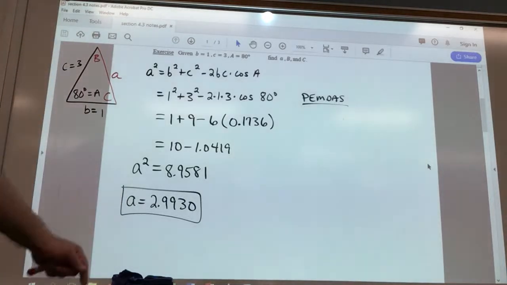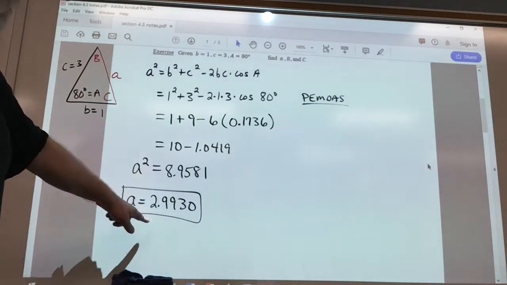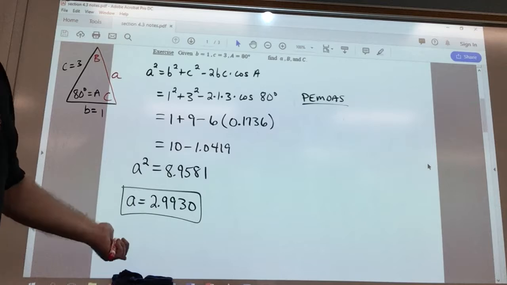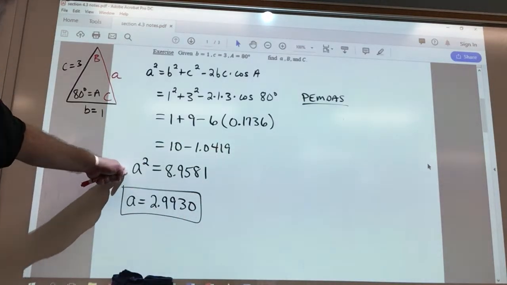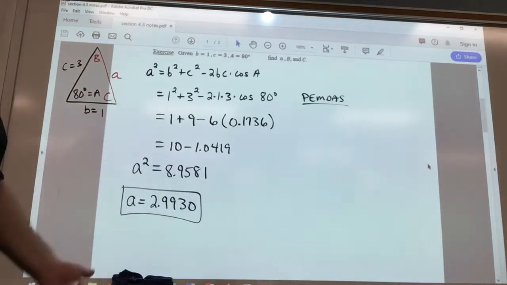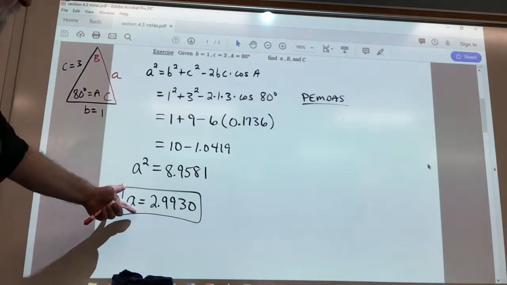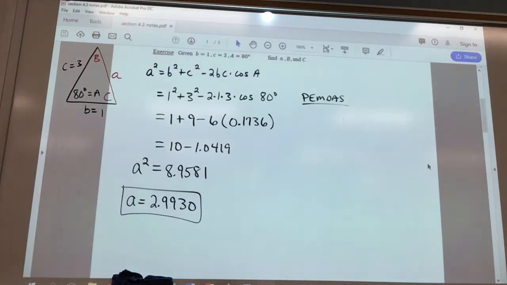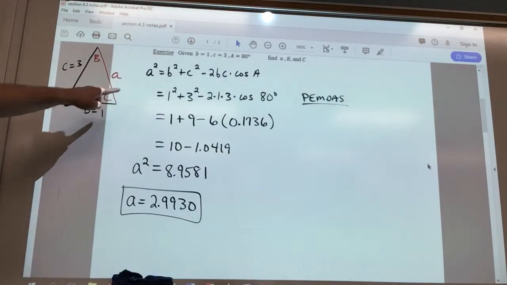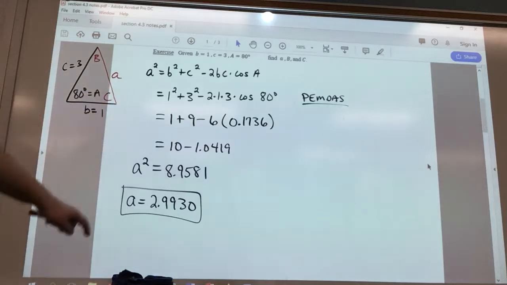Now, I'm writing my answers out to 4 decimal places because I want to minimize round off error. We have to include the value of a squared in finding angle B or angle C, and the value of A as well, and I want to minimize round off error in calculating those values. So the length of this side of the oblique triangle is 2.9930 units.